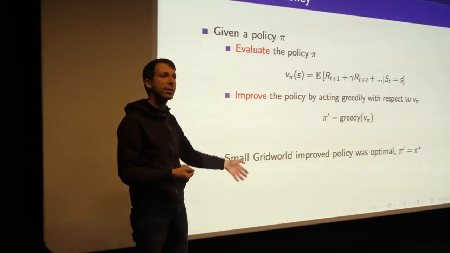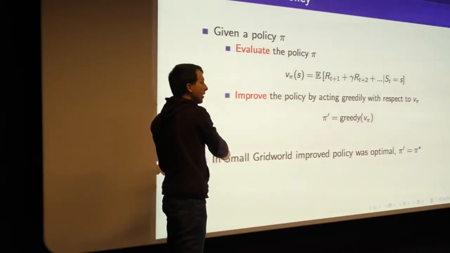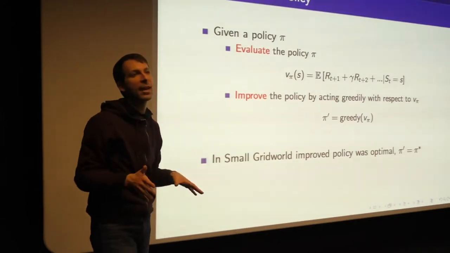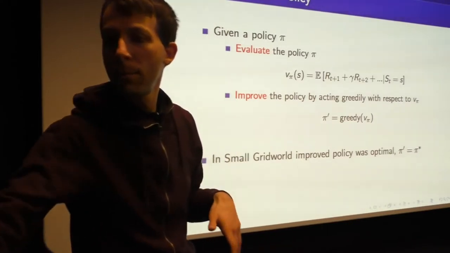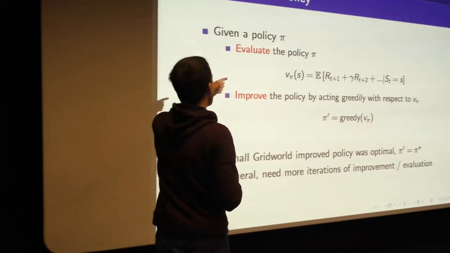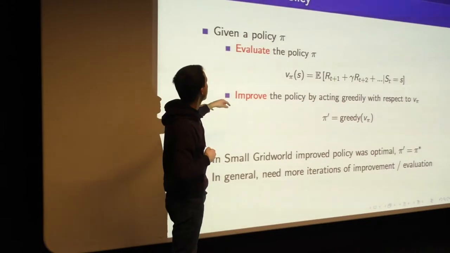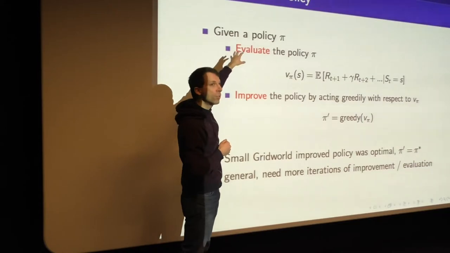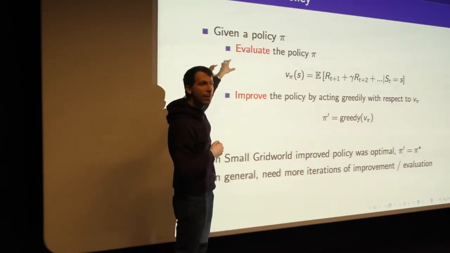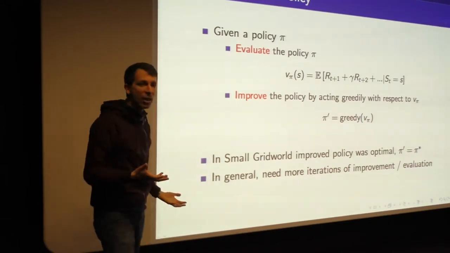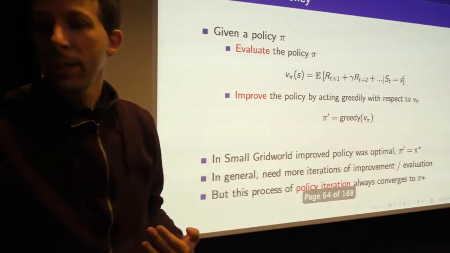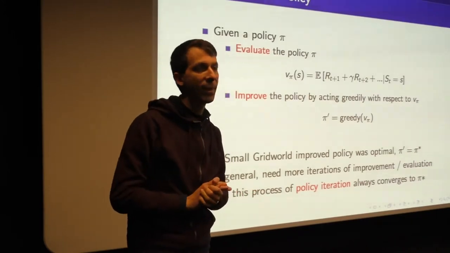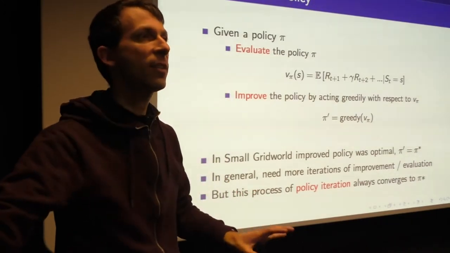So if you did that once, if you went all the way to the bottom of the left column and then acted greedily, that already gave us the optimal policy. That isn't normally the case in more interesting problems. But what is the case is that you can go round and round this process iteratively. You can start with a policy, evaluate that policy, improve it, evaluate your new policy, improve it, evaluate that policy, improve it, and eventually, what we'll see is that this process always converges to the optimal policy. We'll see why in a second, but first I just want to give a bit more intuition.